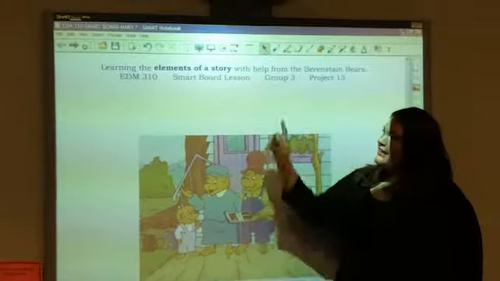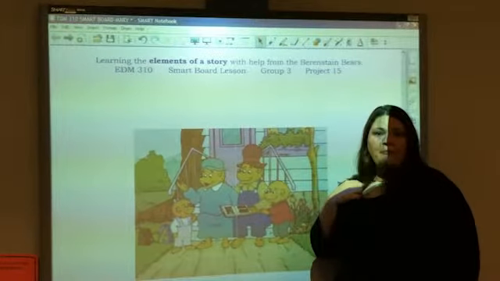Today we're going to be learning the elements of a story with help from the Berenstain Bears.